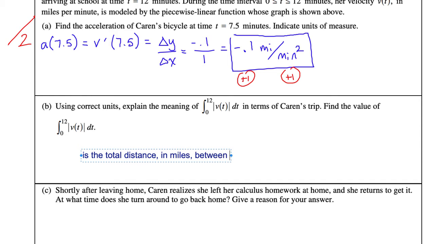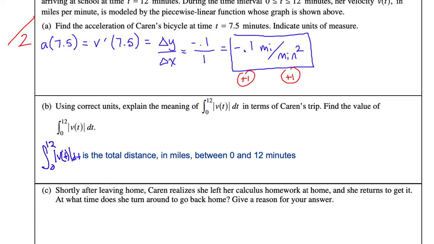Between 0 and 12 minutes. Cool, done. Let's make sure that I could go ahead and copy paste the thing, or I could rewrite it. I'm going to rewrite this as the integral from 0 to 12 of the absolute value of v of t, absolute value, dt. That is the total distance.